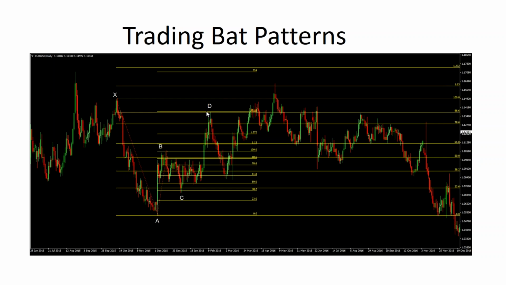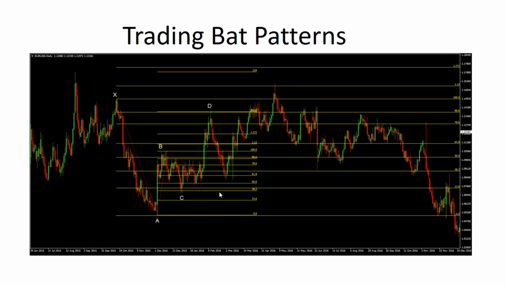So if we're selling at this level here and we have our stop just here, you can see that our risk is constrained to only this very narrow margin. So we've got a really tight level of risk and opportunity for strong reward. So this makes it a really attractive pattern for harmonic traders.